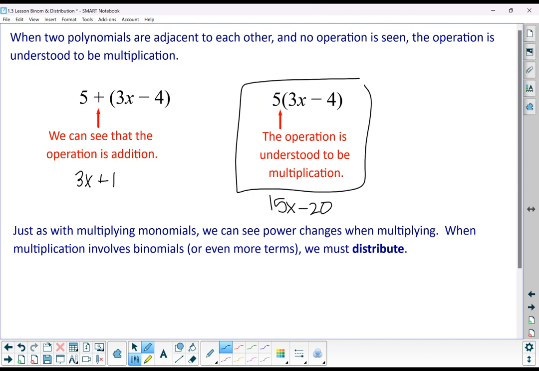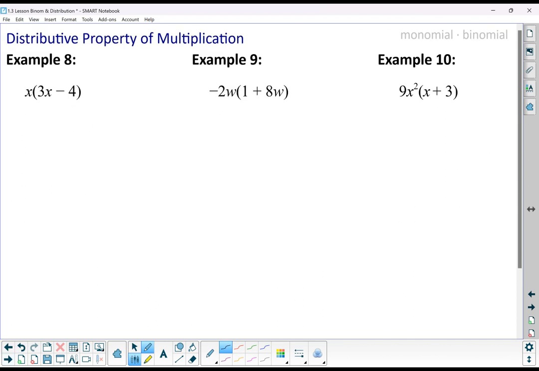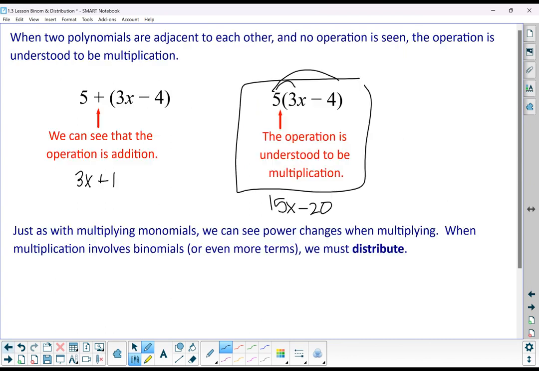Okay, so we are going to now talk about what I just did right here, which is distribution. When you are multiplying binomials or a monomial with a binomial, you have to use the distributive property of multiplication, which I did just barely here with the 5. I did 5 times 3x to get 15x and 5 times negative 4 to get negative 20.